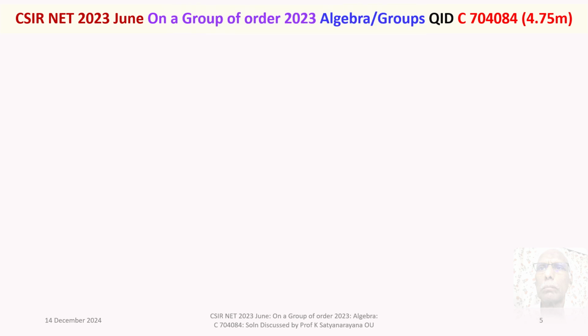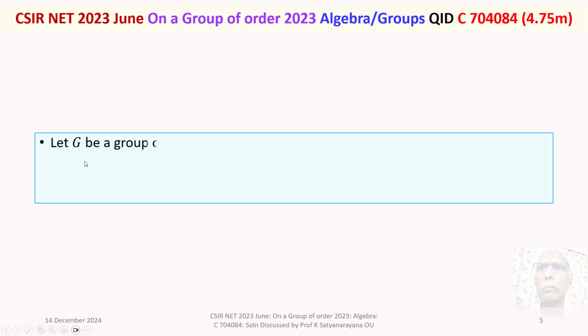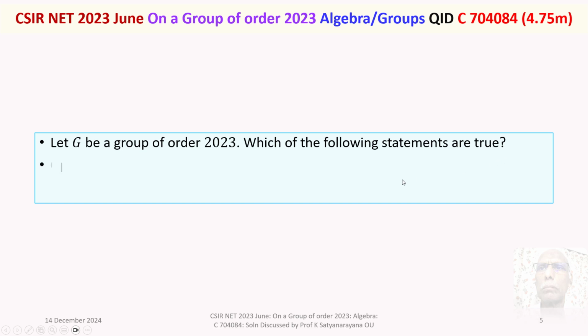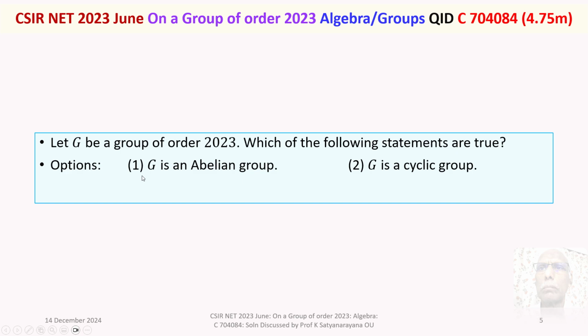Right. The given question is, let G be a group of order 2023. Which of the following statements are true? We are given four options. Option 1, G is an abelian group. Option 2, G is a cyclic group. Option 3, G is a simple group. Option 4, G is not a simple group.